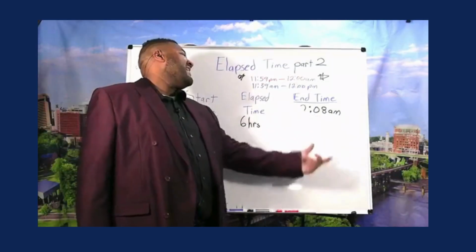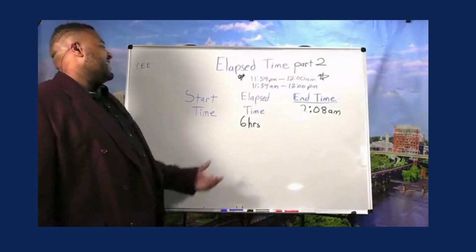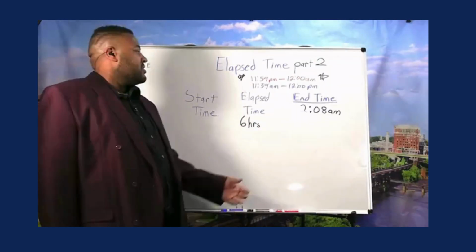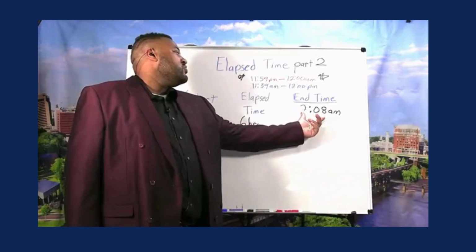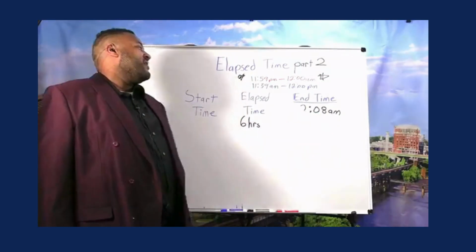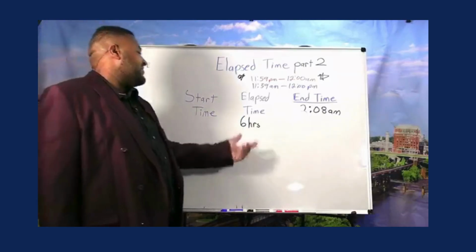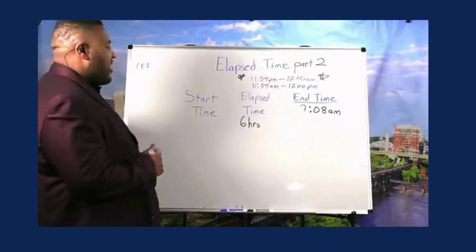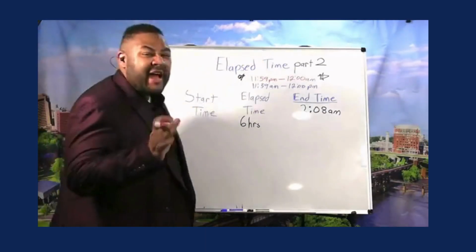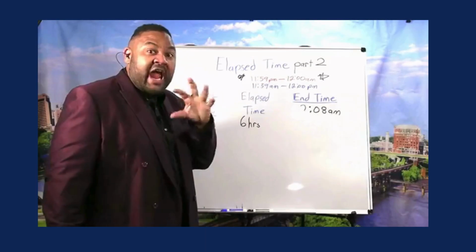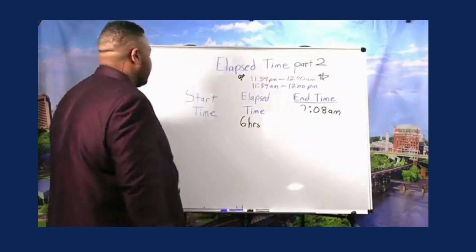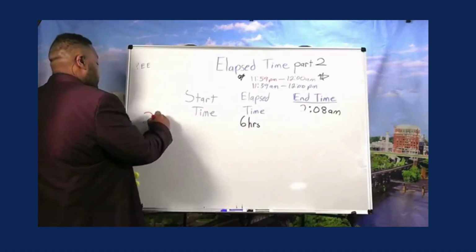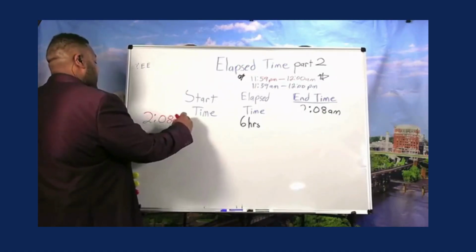The end time is 2:08 a.m. The elapsed time would be 6 hours. No minutes. The end time is 2:08 a.m. The elapsed time is going to be 6 hours. Okay? So all we have to worry about right now is our hours. But watch carefully. Here we go. Watch this. I'm going to start out with 2:08 a.m.